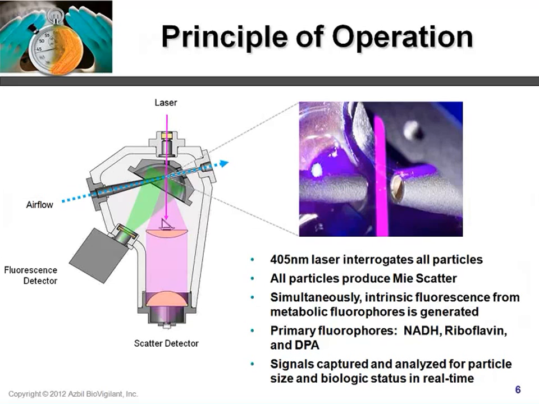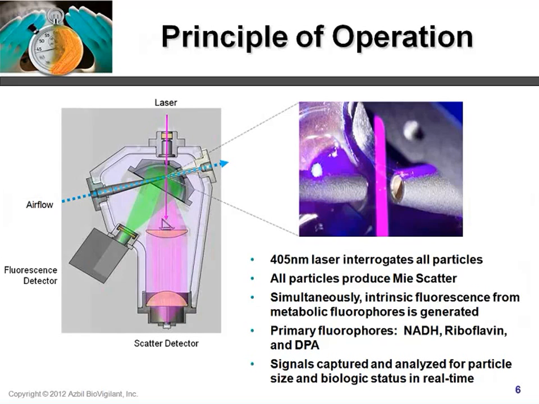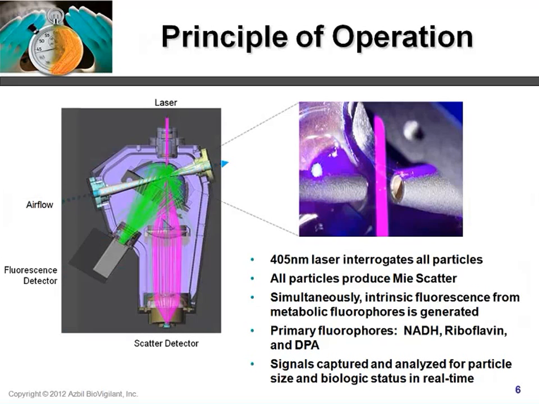Since these metabolic fluorophores, the NADH and riboflavin, are universal, this is what enables detection of viable but not culturable microbes. The final overlay we're looking at now is an optical scatter model for the Mie and fluorescence channels, as Azbil BioVigilant uses tools like this to ensure we meet customer specifications for the system, like single-cell detection, and we'll talk more about that in a little while.